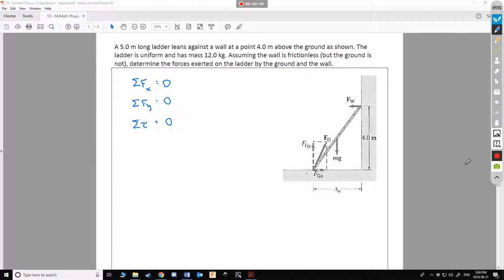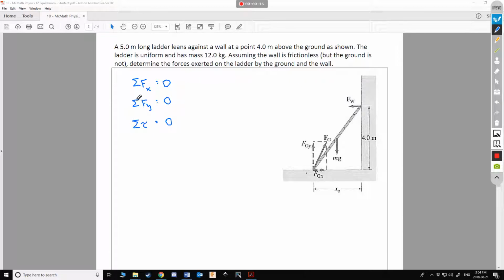So this is our final question for Unit 2 on equilibrium. For this one, we must take into account pretty much everything we learned. This is the famous ladder problem, which used to be frequently included in provincial exams back when they existed.